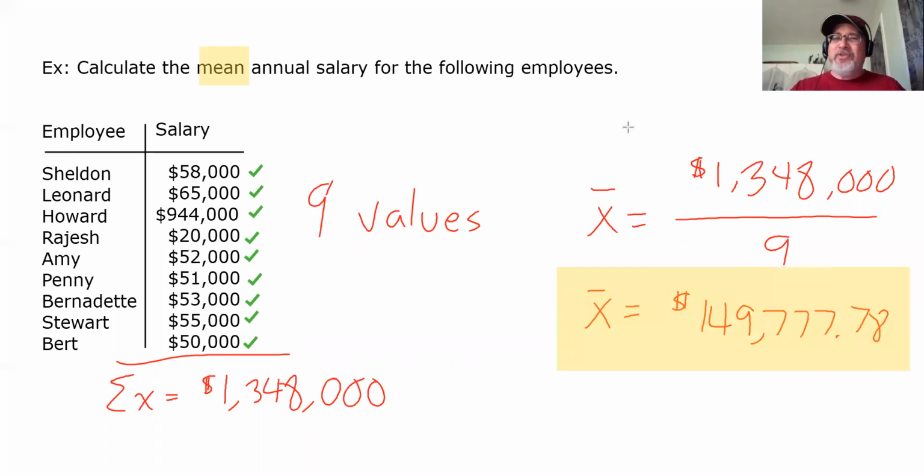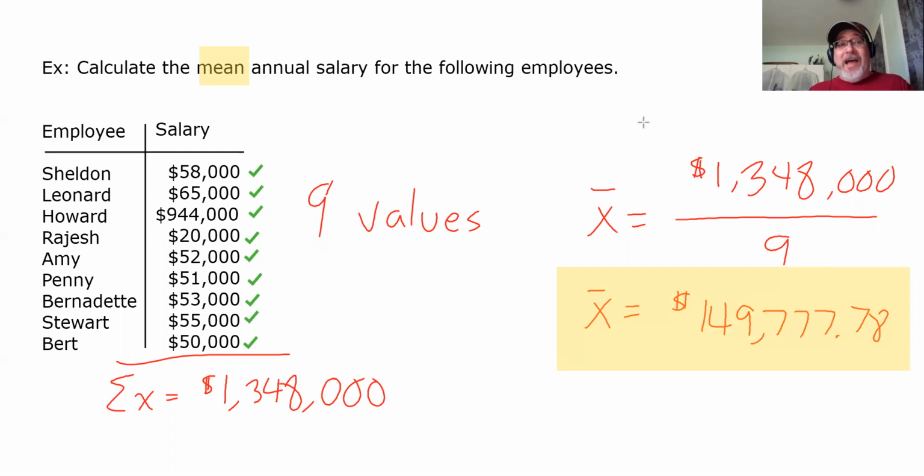But do you see a problem with this, saying that the average salary is $149,777.78? Let's say this company is recruiting, and one of the recruiting points that they make is our average salary is almost $150,000 per year. Come work for us. You see a problem with saying that? It's not wrong, but it's a tad misleading, because look at all 9 salaries. How many of them are below average?